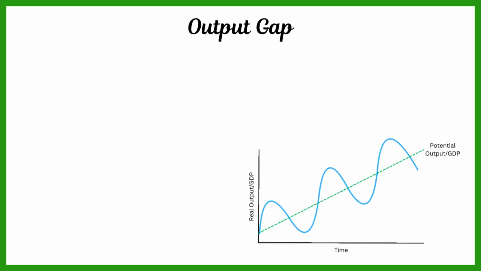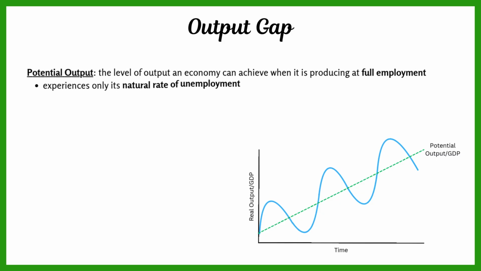Now, let's go over output gaps. But before we begin, you need to understand what potential output is. Potential output or potential GDP is the level of output an economy can achieve when it is producing at full employment, meaning that it only experiences its natural rate of unemployment.